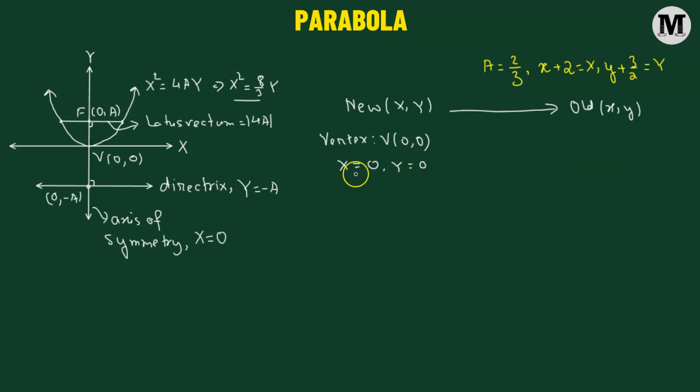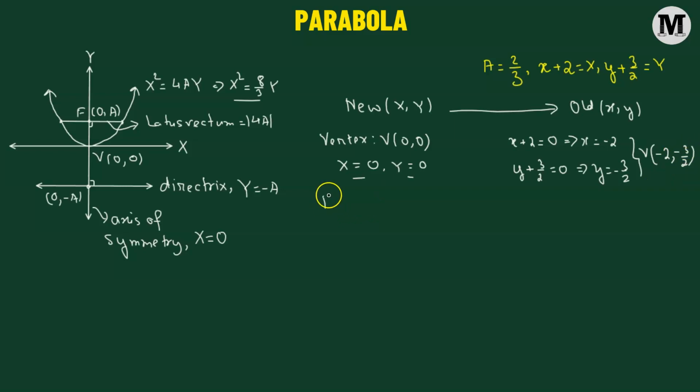Now, in the old coordinate system, what will we do? We'll use the same two equations, X equals 0 and Y equals 0. But in place of X, we're going to use x plus 2 equals 0. So that's going to give us the value of x will be negative 2. And we'll use the other equation, Y equals 0, but in place of Y, we're going to use y plus 3 over 2, so this will be equal to 0. Solving for y, we get y equals negative 3 over 2. That means the coordinates of the vertex of this parabola in the old coordinate system will be negative 2, comma negative 3 over 2.